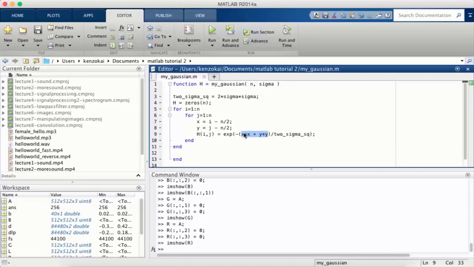And the formula for a Gaussian is x squared plus y squared over 2 sigma squared. And then you take the exponent of the negative of that.